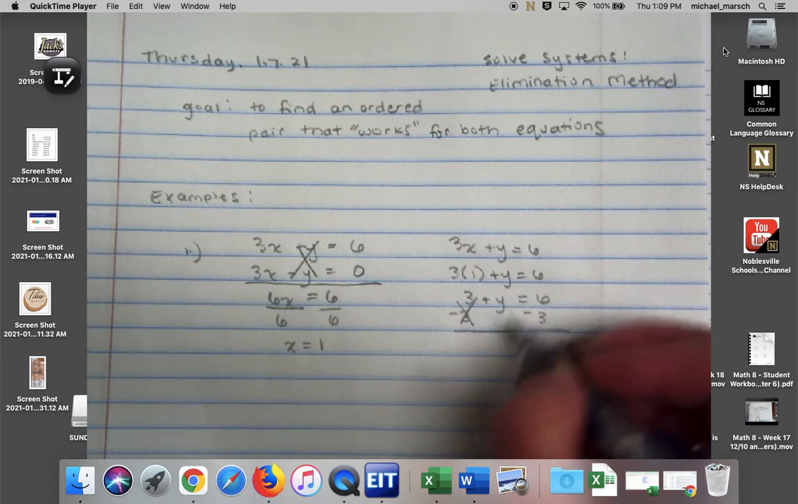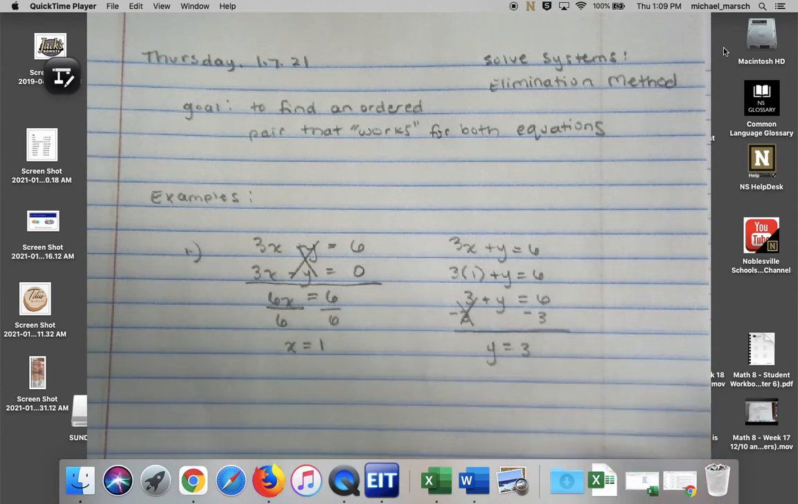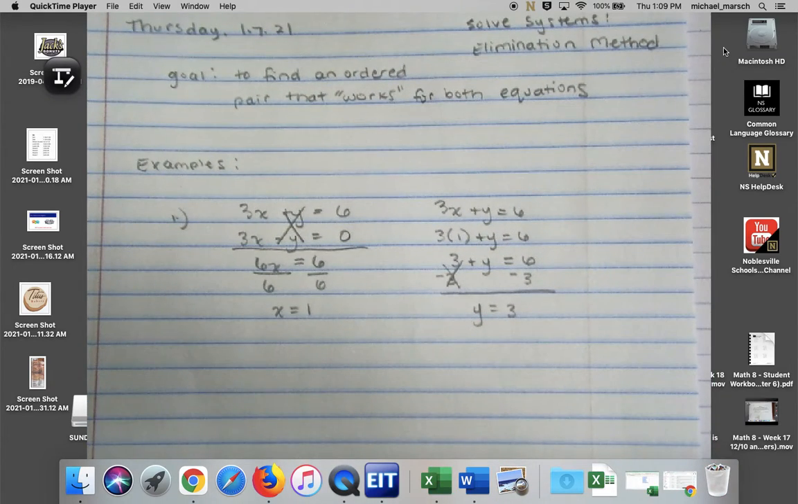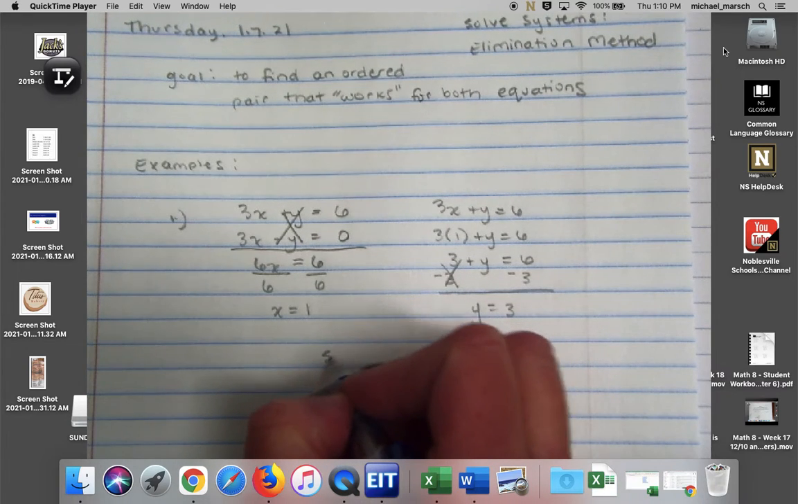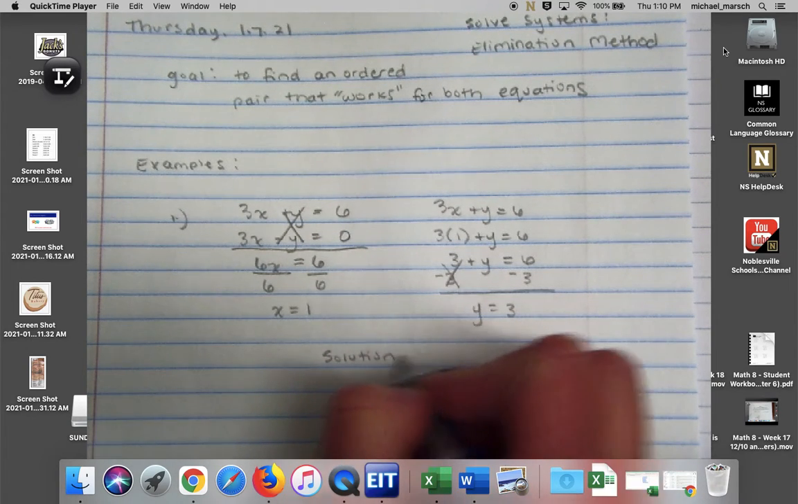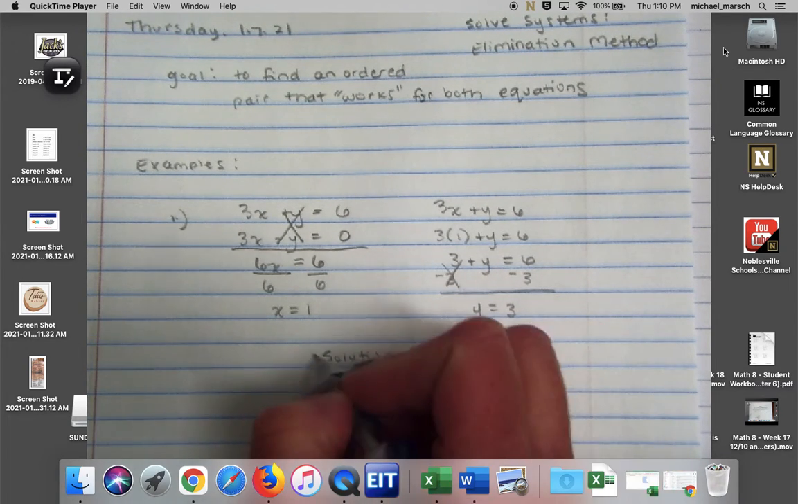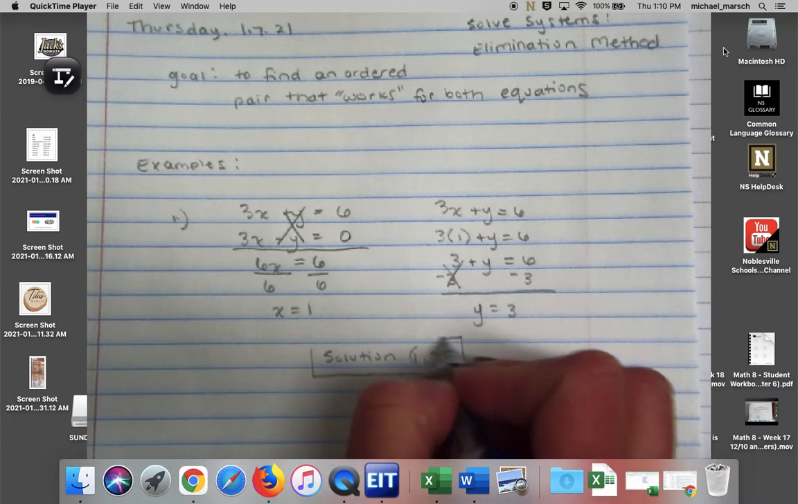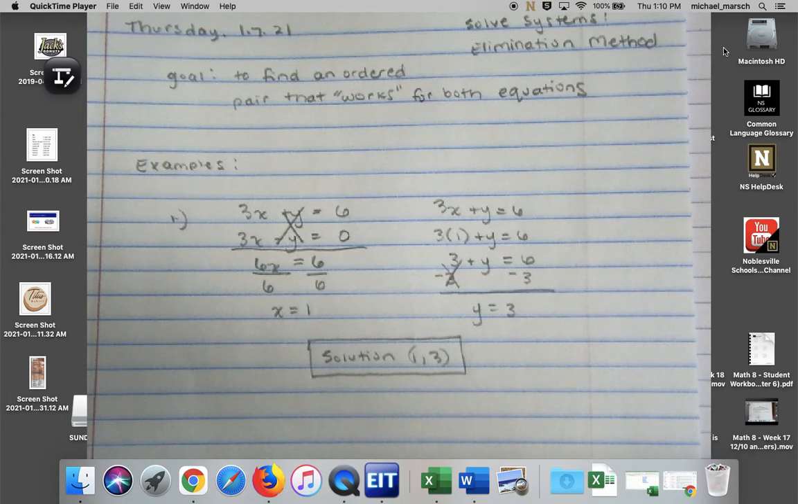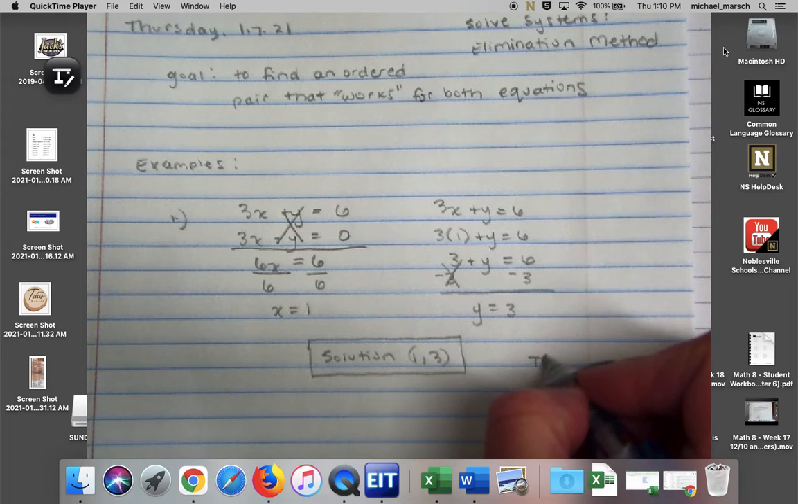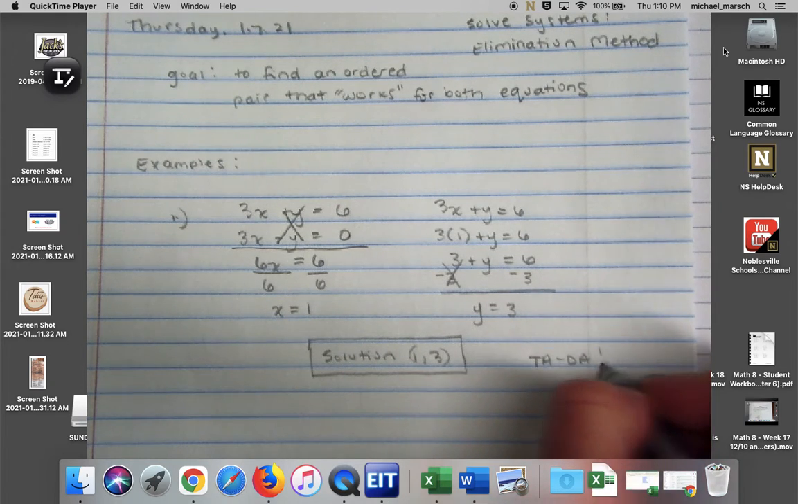Remember, this is kind of a choose your own adventure where you might not do the same exact thing I do, but we're all going to get this solution of (1, 3). Ta-da! Look, we'll even write ta-da.